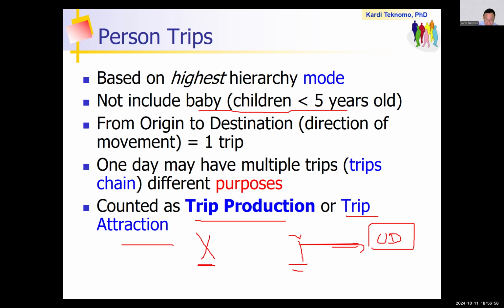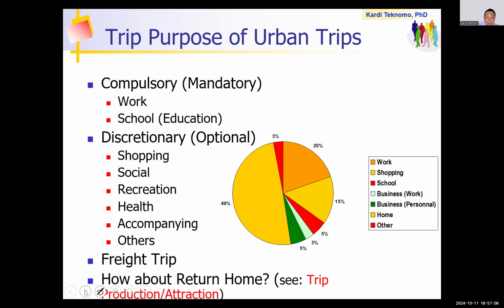So you need to know the person trips, and then you check trip production and trip attraction. Next, based on the trip purpose, what are the possible trip purposes? Work or school, maybe shopping and social activities, recreation, health, just to accompany others, or other unclassified trip purposes. Or probably they are just commercial vehicles. So these are trips.